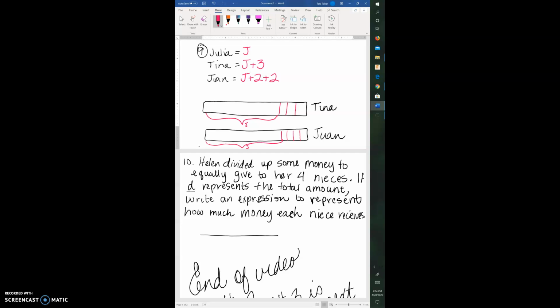So, what does that mean? Well, one big thing is we know she has 4 nieces, right? And it's telling us that we have an unknown with D here. And what is it? The total amount of money she has? Well, your total amount of money, you want to divide it by 4. That would be how you would represent that. Or you could say this way. Or you could do it this way. Okay, so that's how you do those math problems.